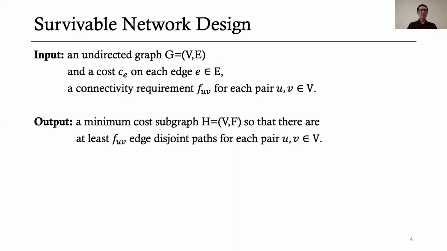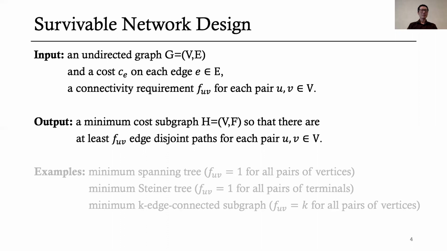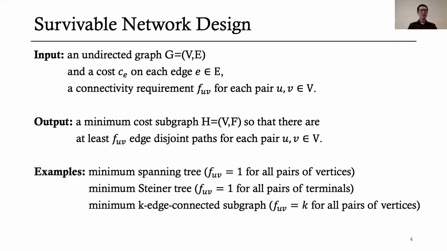The most well-studied network design problem is the so-called survivable network design, where we have an additional input, a connectivity requirement f_uv for each pair of vertices u and v. The goal is to find a minimal cost subgraph H so that there are at least f_uv edge-disjoint paths for each pair of vertices u and v. This captures many classical problems as special cases, for example, the minimum spanning tree problem, the minimum Steiner tree problem, and the minimum k-edge connected subgraph problem.